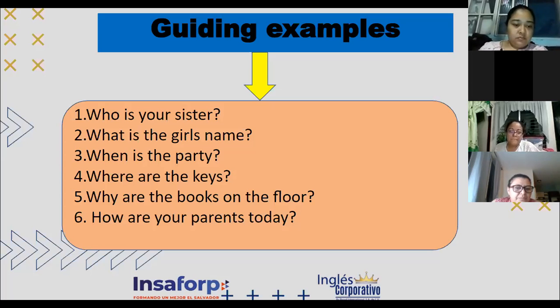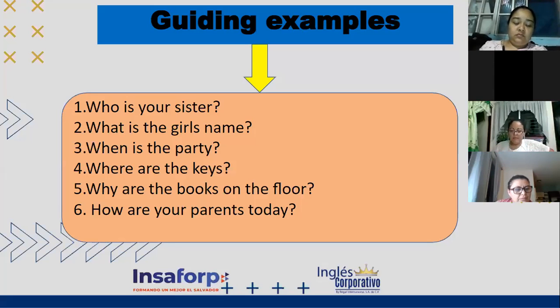Who are your parents? Esta es who, la primera. ¿Esta cómo se pronuncia? Today. ¿Cómo se pronuncia? How are your parents today? Correcto. How. Who es quién? Whose es de quién? ¿Cómo se dice how? Okay. Very good. Okay. So now we're going to do the 6 sentences.